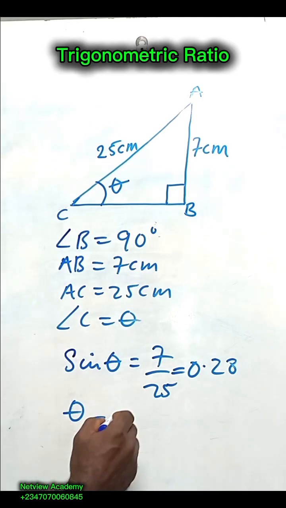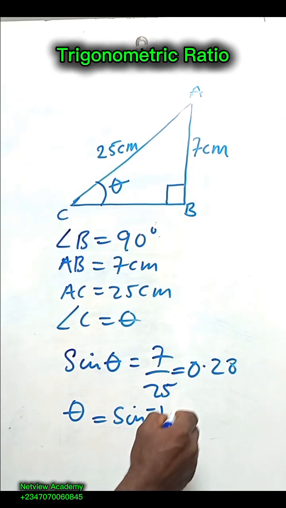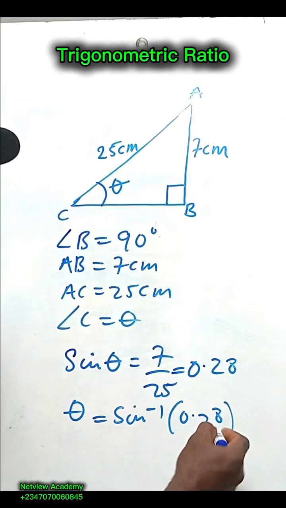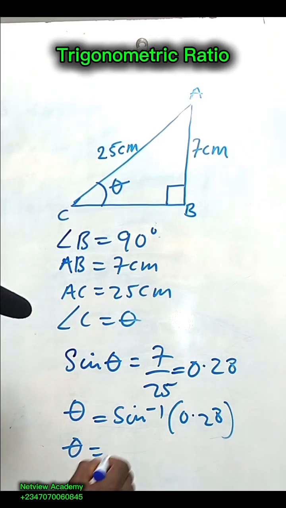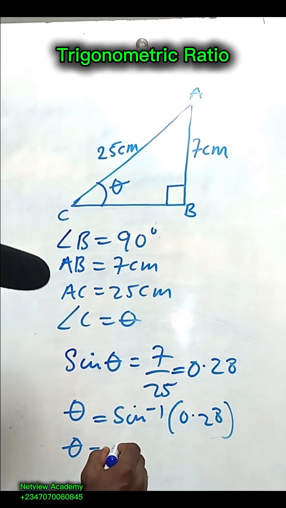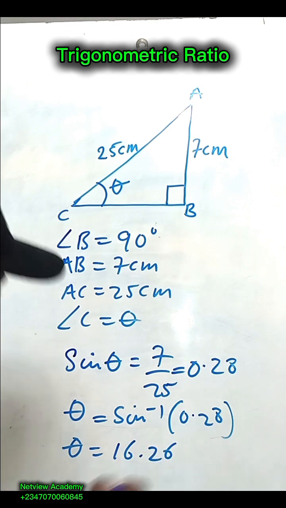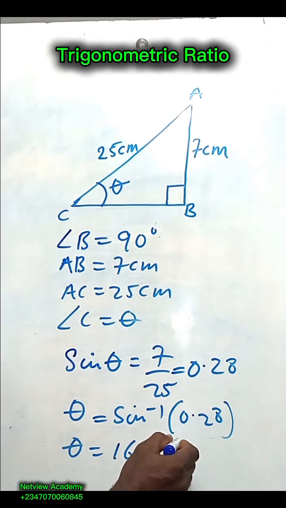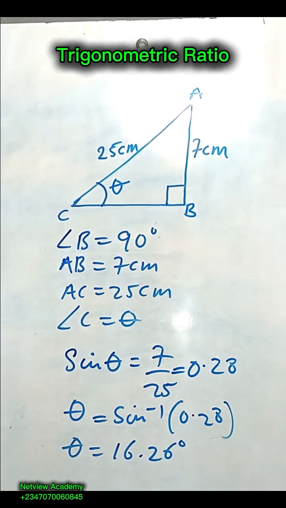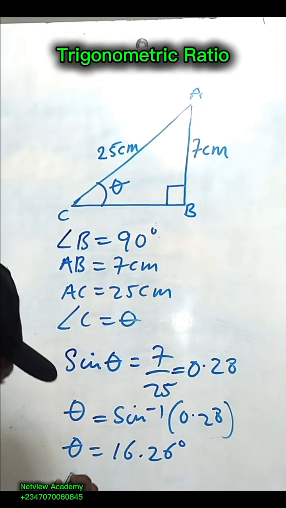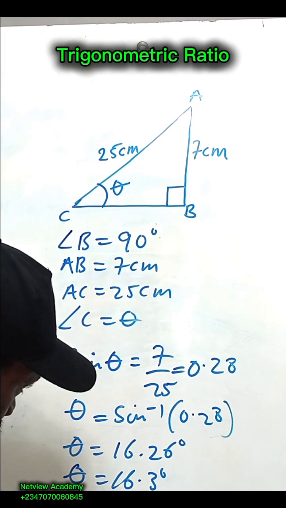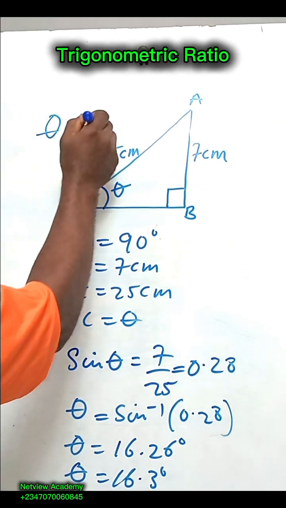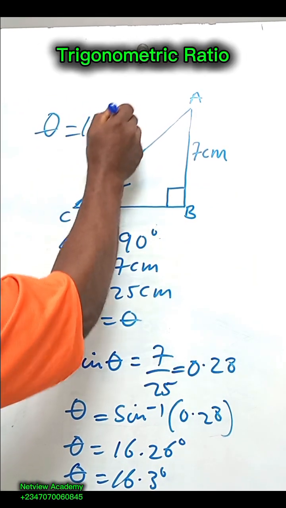Theta is equal to arc sine 0.28. The value of arc sine 0.28 is equal to 16.26 approximately. The question says our answer should be in one decimal place, therefore theta is equal to 16.3 degrees.